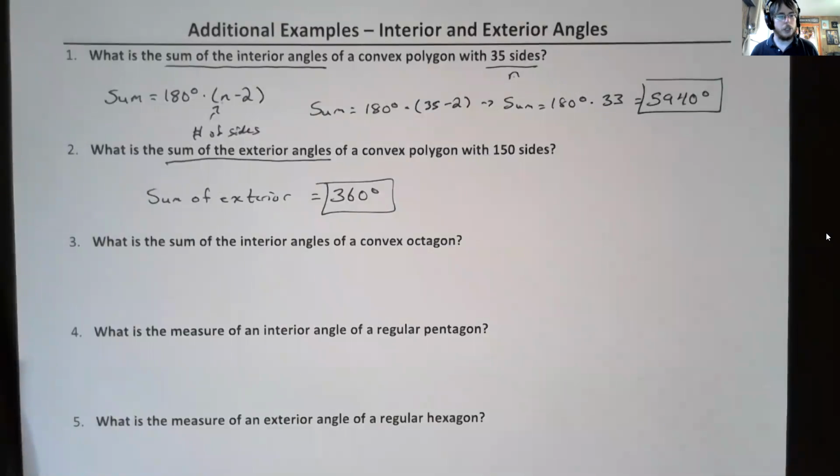So let's look at number three. Number three says, what is the sum of the interior angles of a convex octagon? I want you to try that one on your own, pause the video, and then come back.